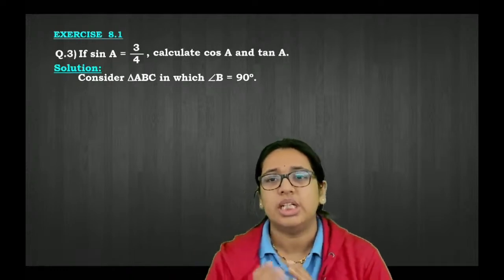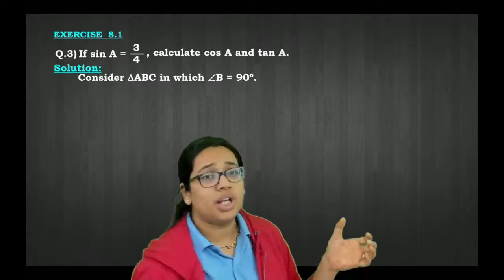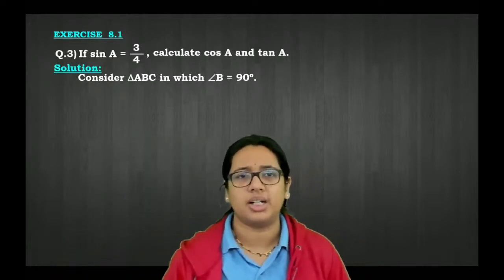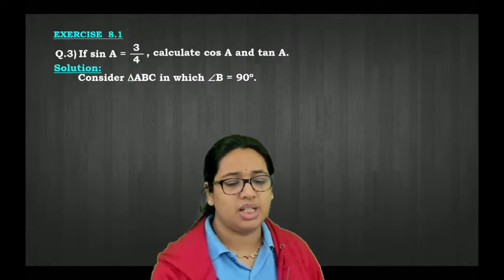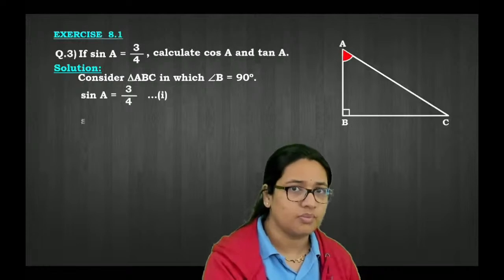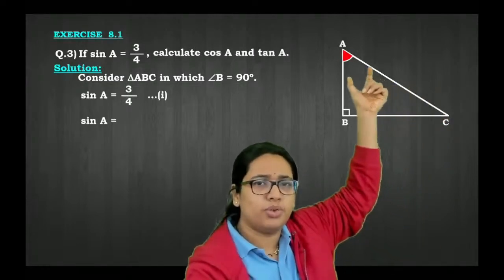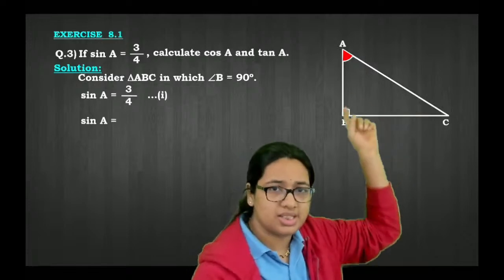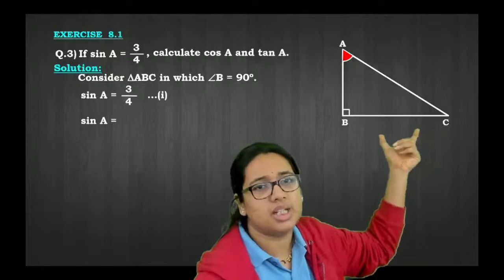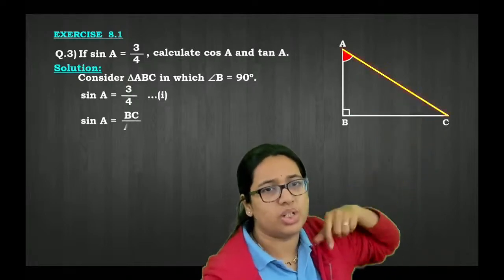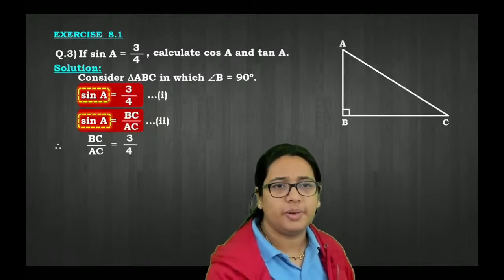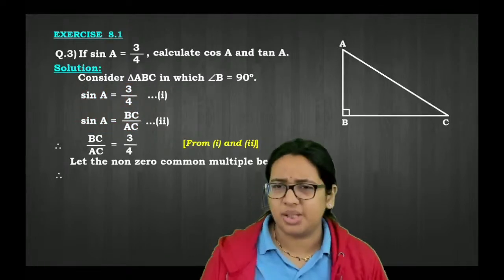If you can do this question, then we'll directly go for the next type of question. Just try to do it. See, we have given that sin A is 3 upon 4, then calculate cos A and tan A. Again, sin A is given, so you will consider a right angle triangle like this. Sin A was given as 3 upon 4, but we know that in this triangle, sin A is nothing but O upon H, that is opposite side upon hypotenuse. So we can write this as BC upon H will be 3 upon 4.